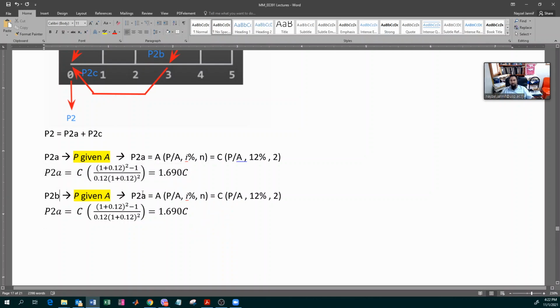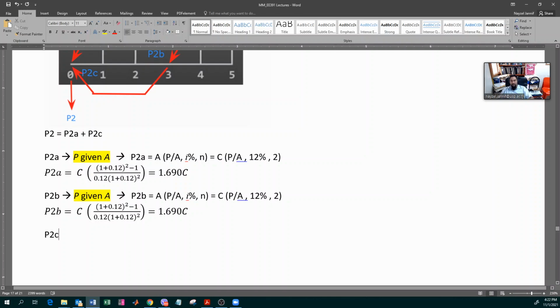Same equation applies. Luckily, everything's the same, right? Everything remains the same. P2B will get the same answer. Is that correct? P2B. Anybody disagrees with me that P2B is different? All right. Let's calculate P2C.